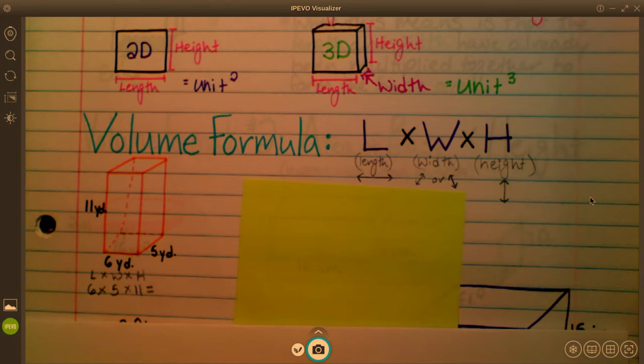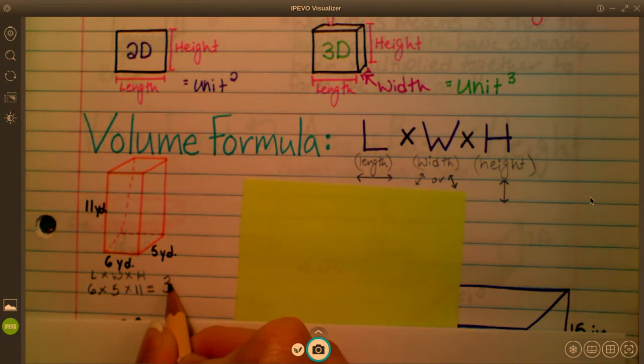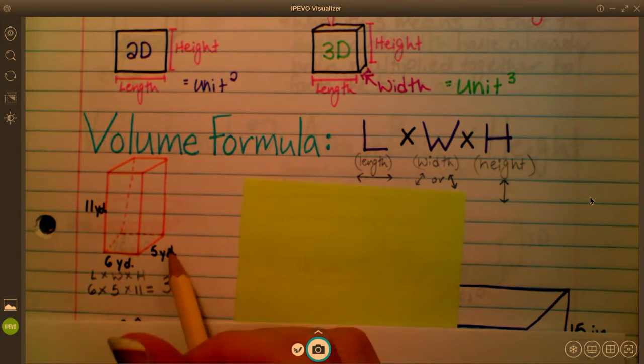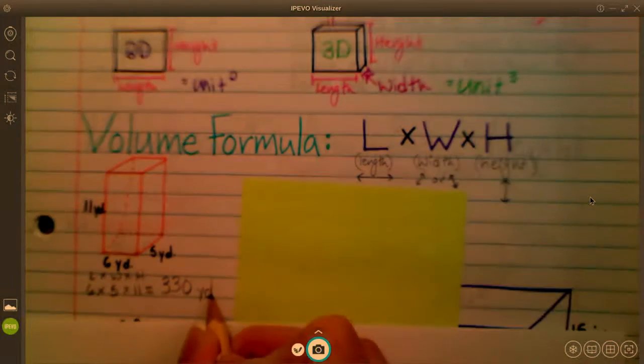Okay, so you should have gone off to the side of your notebook and multiplied 30 and 11. 30 times 11 is 330. And what's our unit? Look at the 3 dimensions they gave us. What's our unit? Yards. Yard, yard, yard. This is 330 yards, and you can abbreviate it.